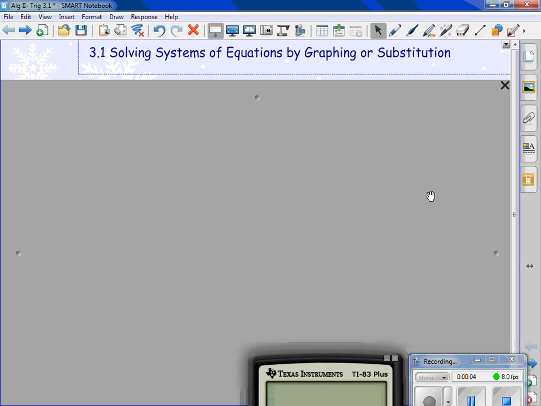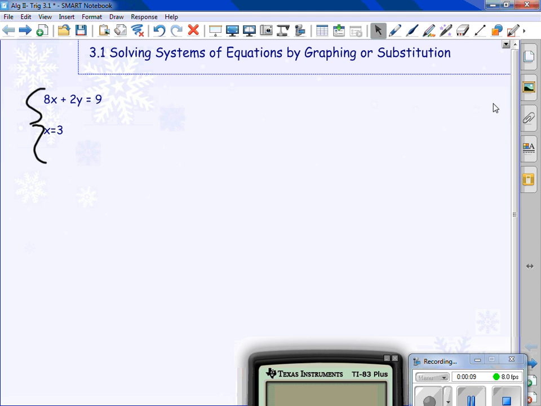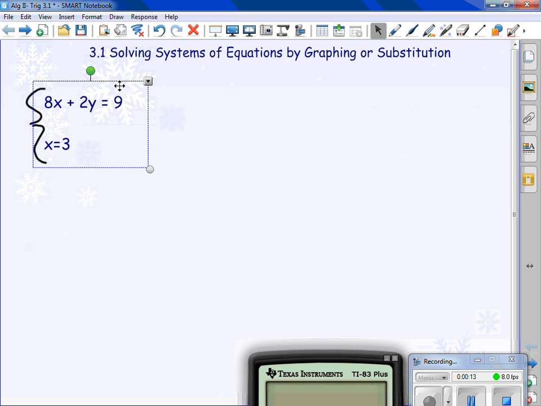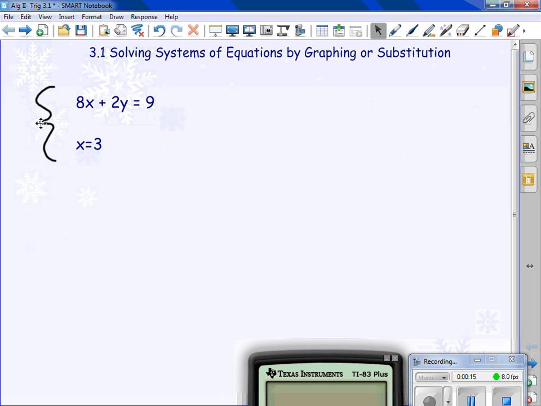3.1, solving systems of equations by graphing or substitution. What we're going to be dealing with are systems. When we're talking about systems, we're talking about two or more equations graphed together. So you write the equations down. I have 8x plus 2y equals 9 and x equals 3.